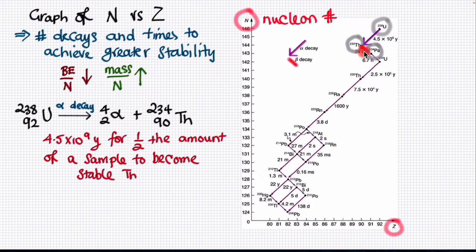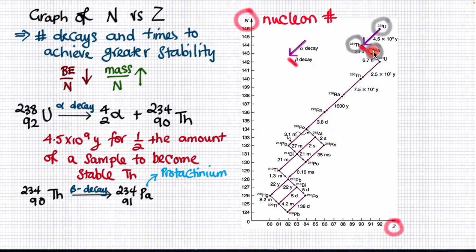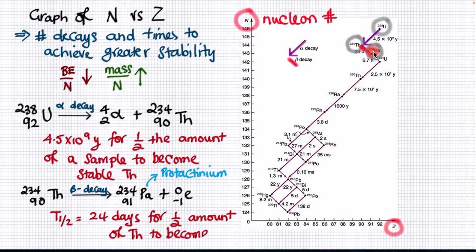Now a further decay will result in greater stability, but thorium will undergo not alpha decay this time, but you can see here the beta decay. So it goes from 234 thorium to 234 protactinium. The decay is beta minus decay, and it releases the beta minus particle. Now the half-life for this is a lot shorter, of course. We've got 24 days for half of the amount of thorium to become stable protactinium.